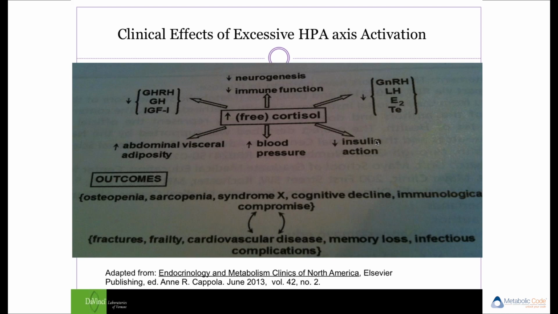Now, the outcomes of all this is that we see thinning of the bones, we see typically sarcopenia, so basically muscle wasting, but also fat deposition, the presence of metabolic syndrome or syndrome X, so blood sugar problems in the setting of obesity and blood sugar and lipid abnormalities, cognitive decline because of alterations in the hippocampus and the prefrontal cortex, immune system compromise, which can lead to fractures and frailty, cardiovascular disease, memory loss, as well as infectious complications. So amazing what can happen in individuals with abnormal states of stress.